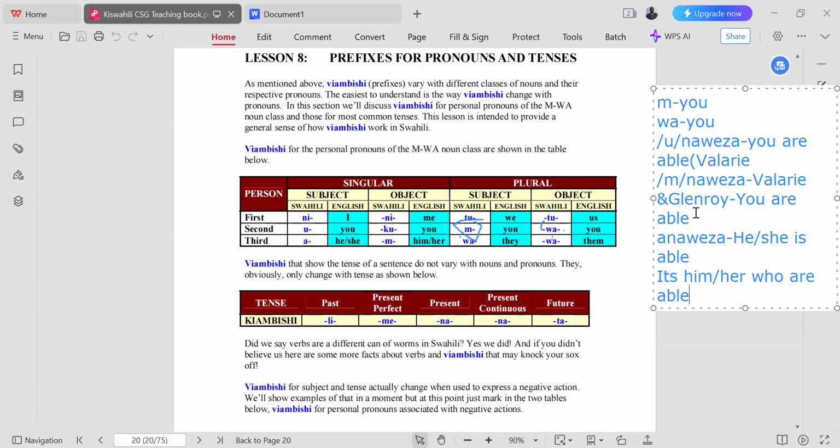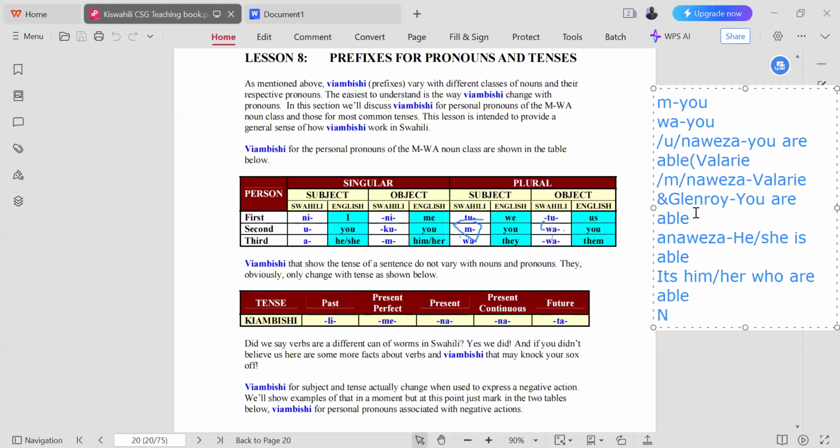So just to add there, all Bantu languages don't have gender. What they have as a distinguishing factor is, I would say, Sister Valerie anaweza, or Brother Glenroy anaweza. So you know who they are talking about. For that case, Swahili will have the word brother or sister, not he or she.